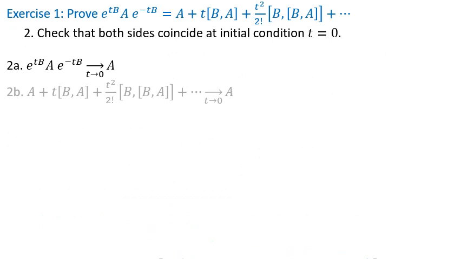Next, check the initial conditions. At t equals 0, the left-hand side is equal to A. And the right-hand side is equal to A too. Thus, we prove that both sides of this identity satisfy the same differential equation with the same initial condition. So these are identical functions of t.